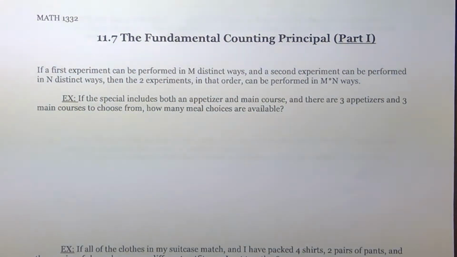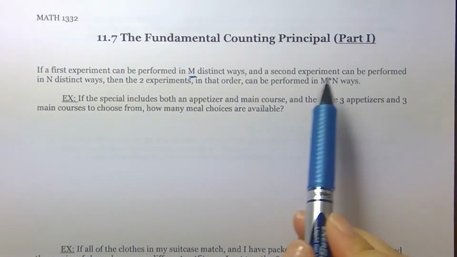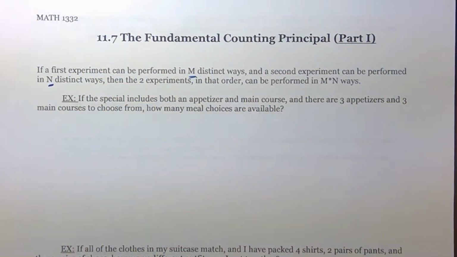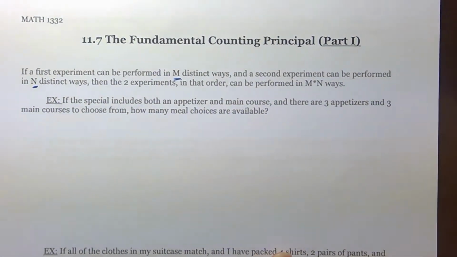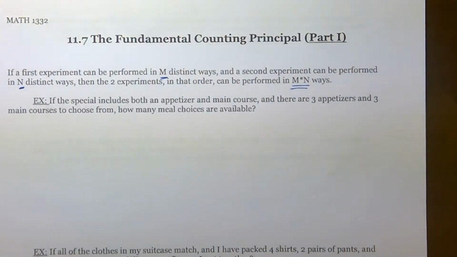In 11.7, we're going to talk about how many ways we can perform an experiment. So if an experiment can be performed in m distinct ways, and that's just a general number, could be any number of distinct ways, and a second experiment can be performed in n distinct ways, then those 2 experiments in that order can be performed in m times n ways. This is what I call my fundamental counting principle.